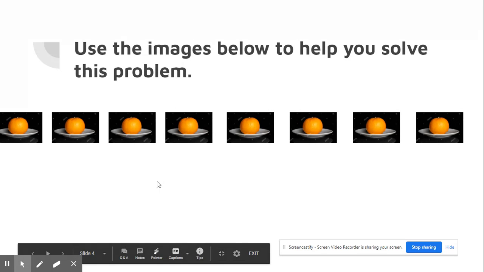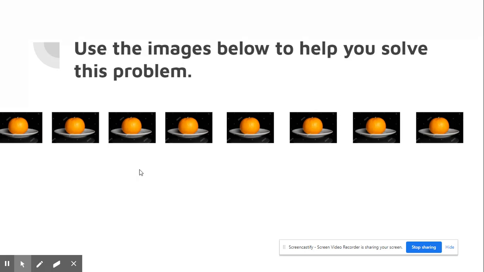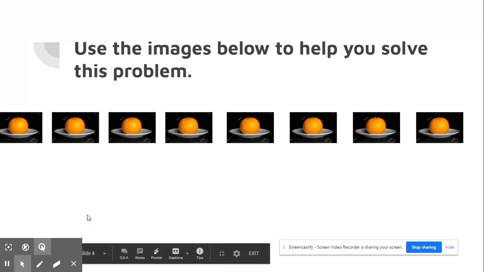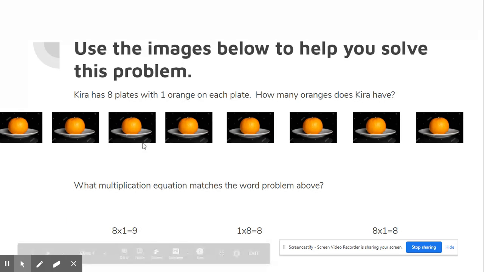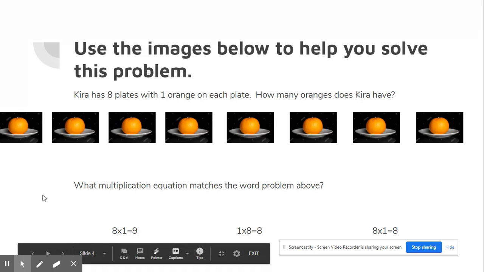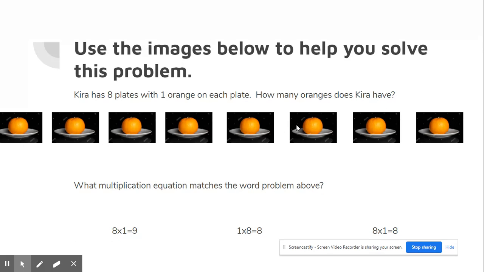Okay, so we have here some images. Use the images below to help you solve this problem. And boys and girls, we're going to do this one right in front of you. We're not going to be in your math book for this one. So Kira has 8 plates. There are her plates right there that I'm pointing to, the white plates, with 1 orange on each plate. How many oranges does Kira have?